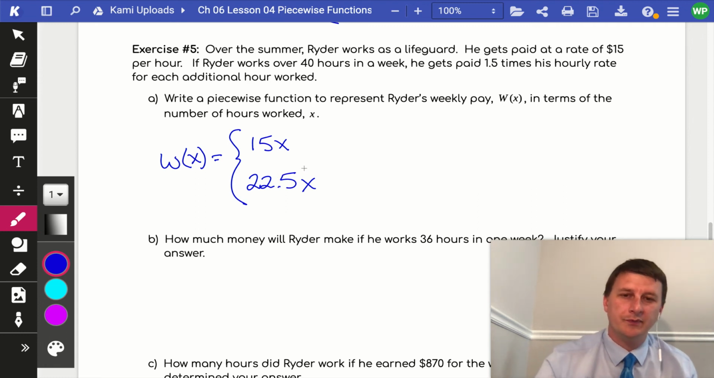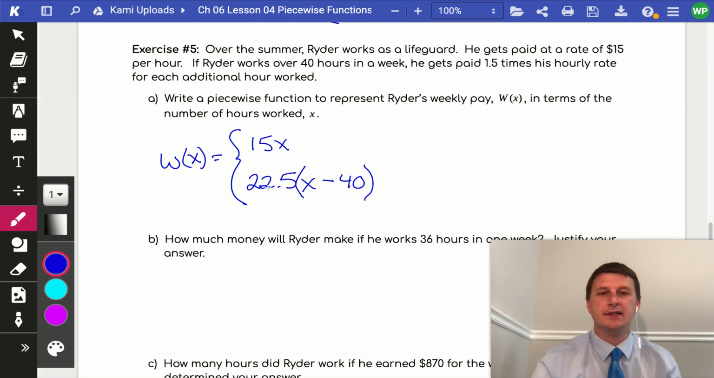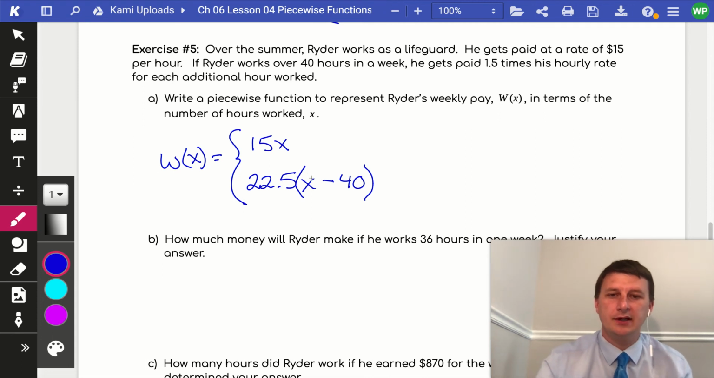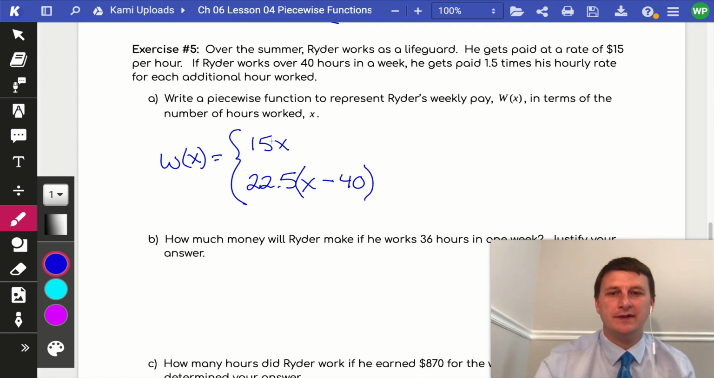So what we're going to have to do is represent this by saying, okay, for any number of hours over 40. So if he worked 41 total hours, it would be 41 minus 40, which would give you 1 hour at $22.50 an hour. If he worked 50 hours, you'd do 50 minus 40, and that's 10 total hours above 40 hours. So we're subtracting 40 from the number of hours. That would give us the time he made in overtime, but it wouldn't include the 40 hours he worked earning $15 an hour. So again, when he works for 40 hours, he makes $15 an hour.